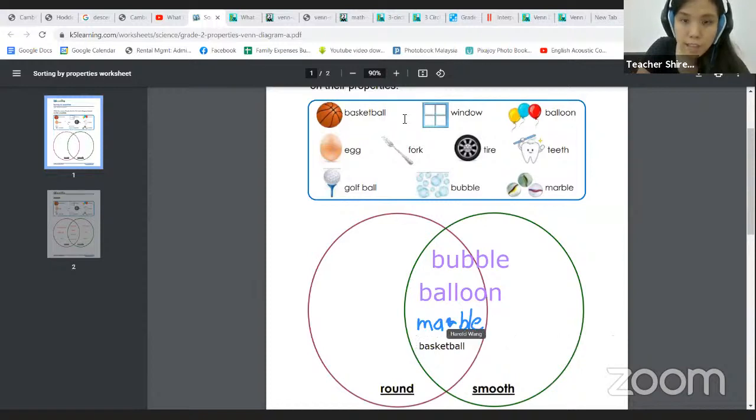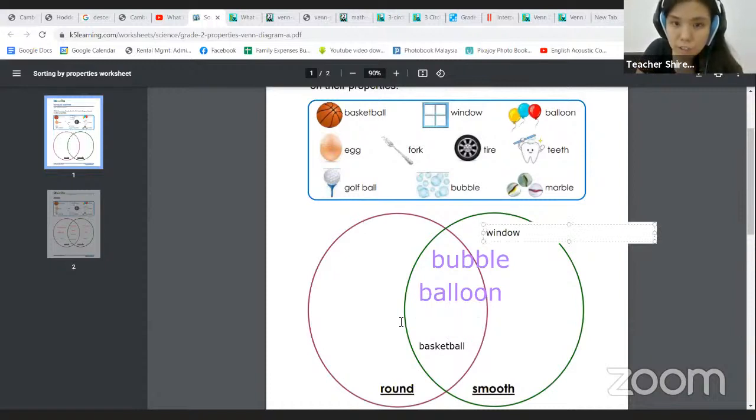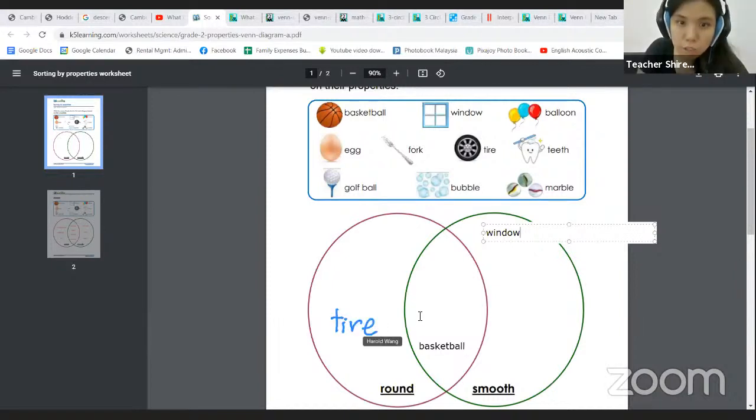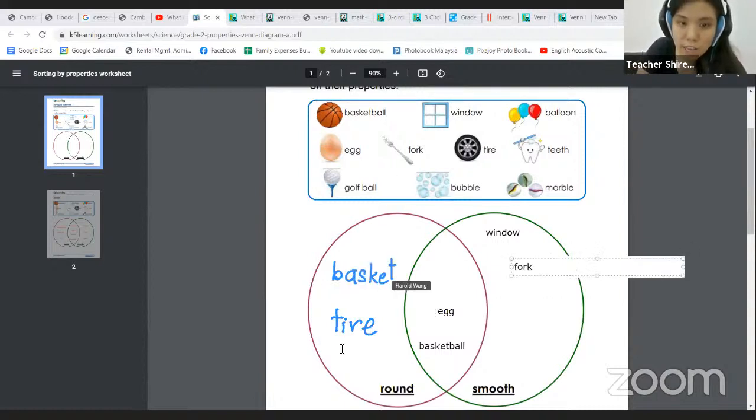Then, let's say a window is not round. Is it smooth? Yes, it is, so it's on the green side. Balloon: is it round? Is it smooth? Yes, it's in the middle. Egg: is it round? Yes, oval, consider it round, and it's smooth, so it's in the middle. Very good. A fork is not round, but it's smooth, so you put it outside here. But a tire is round but not smooth. That's why it's at the side.